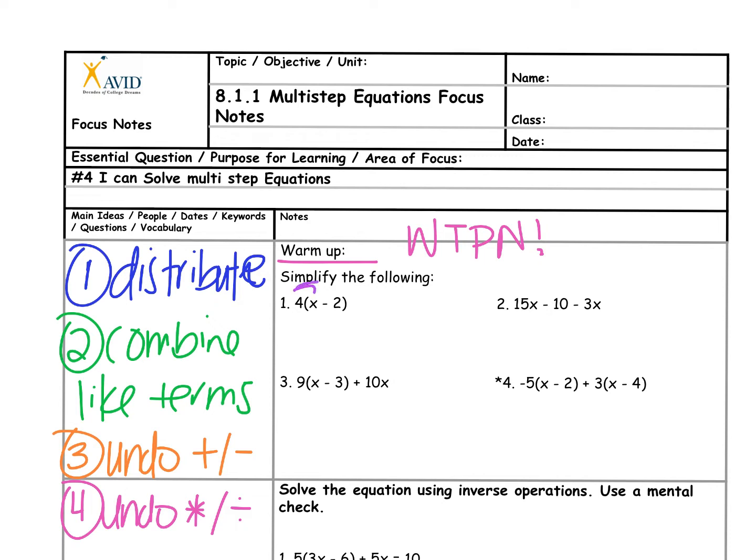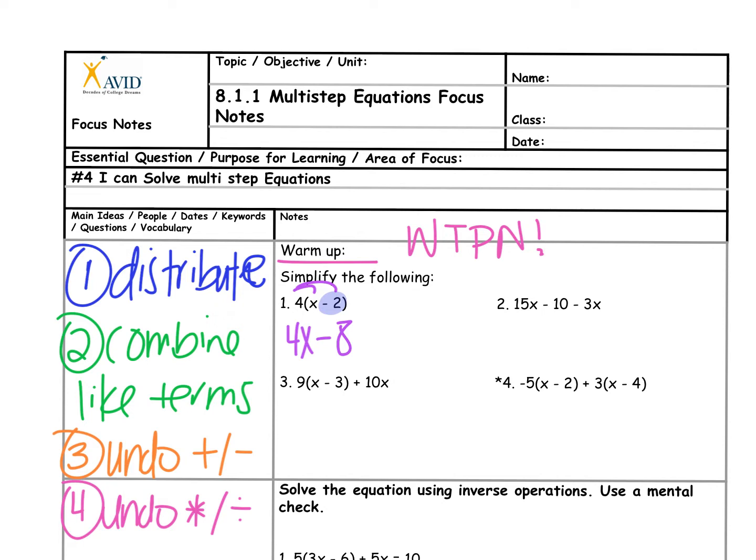First one, we distribute. 4 times x is 4x. 4 times, and notice that's a -2. You take the sign in front. 4 times -2 is -8. So we have 4x minus 8. Not like terms, can't do anything else. I'm finished with that problem.